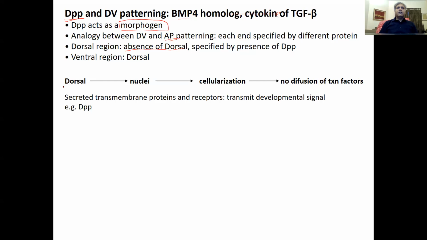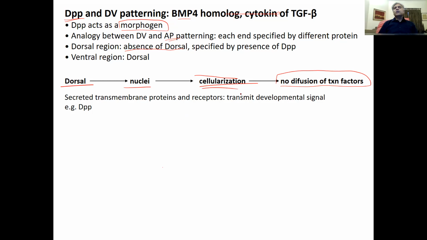So far we have learned that dorsal moves into the nuclei, cellularization takes place, and once you have cellularization, cells become individual. Now cells do not have the luxury of sharing the freely diffusing transcription factors in the cytoplasm. DPP is a cell membrane or a cell surface protein.